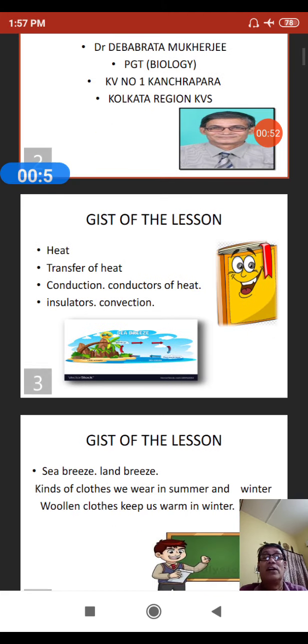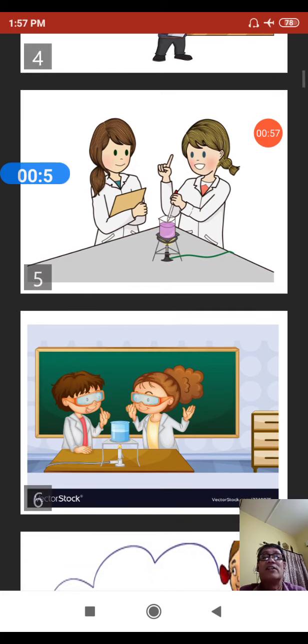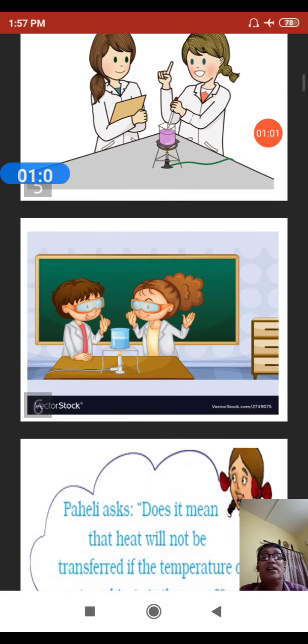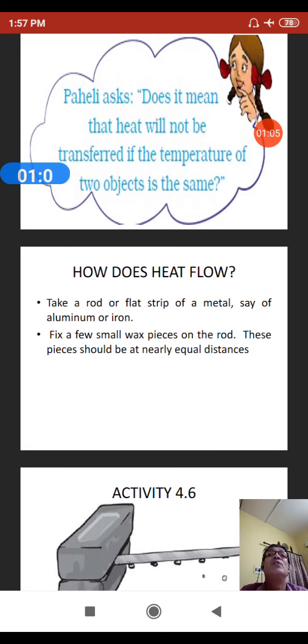Now let us focus on the discussion of heat. It is my third lecture on heat of the class 7 science syllabus. Does heat flow? If yes, how does the heat flow? For this purpose, we will do an activity.